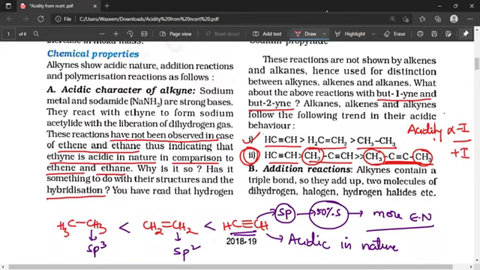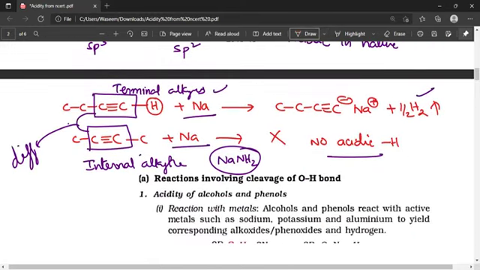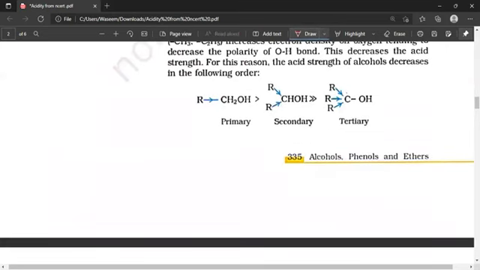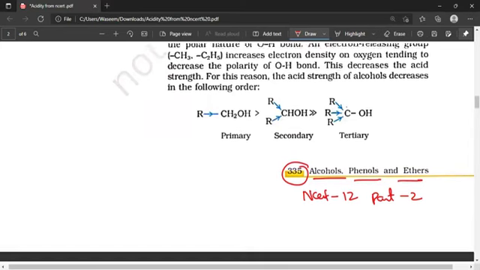So that is about the acidic nature of alkynes. Everything is there in the NCERT. We need to go through it point by point. Now, the acidic character is also explained in the chapter Alcohols, Phenols, Ethers. I'll tell you the page number first. This is page number 335, Alcohols, Phenols, Ethers chapter, NCERT 12th, part 2. So when you go through this topic, acidity in alcohols, phenols, ethers.